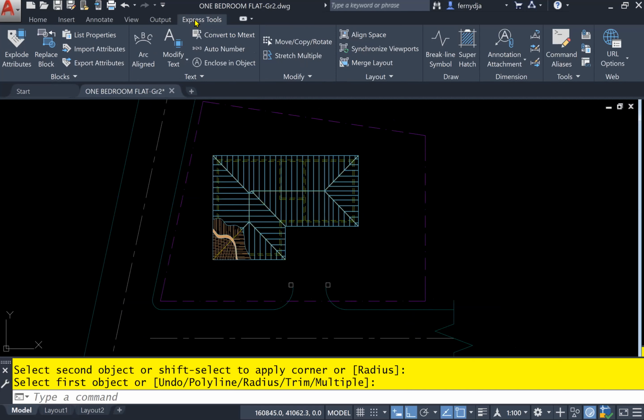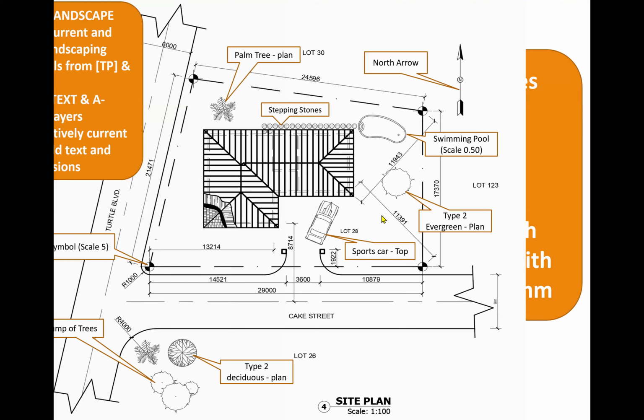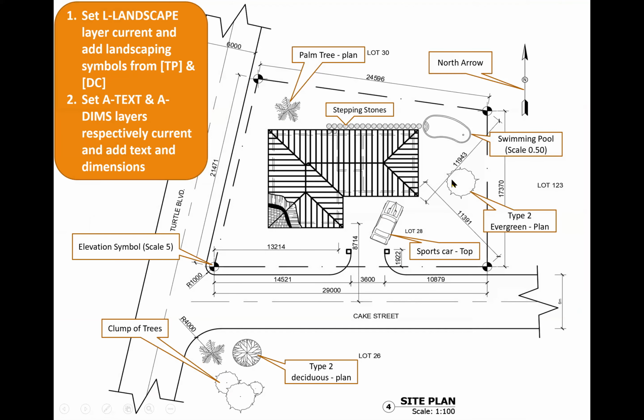So we're going to set our layer called L-landscape current. And let's look at the drawing. And these are the things that we're going to be populating now.